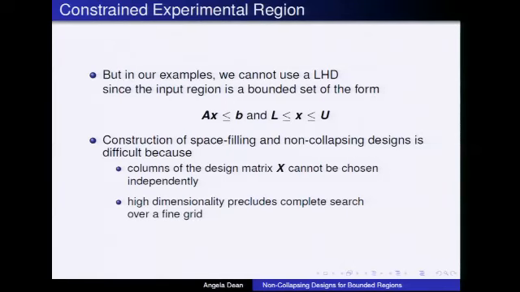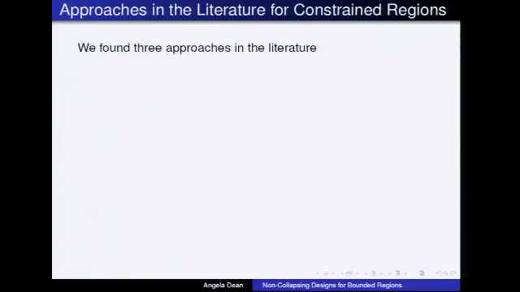Okay, so this is kind of difficult because you can't get your design matrix the way you would with a Latin hypercube design, because you can't choose the variable levels independently. And if you've got a very large problem, you can't do a complete search over a grid just because of time problems. So what we tried to do was a sequential approach to this problem.